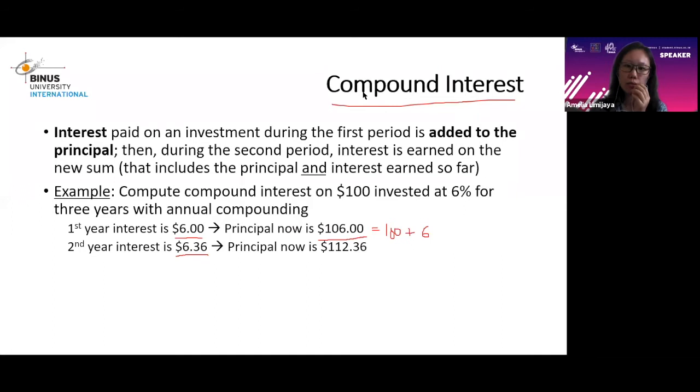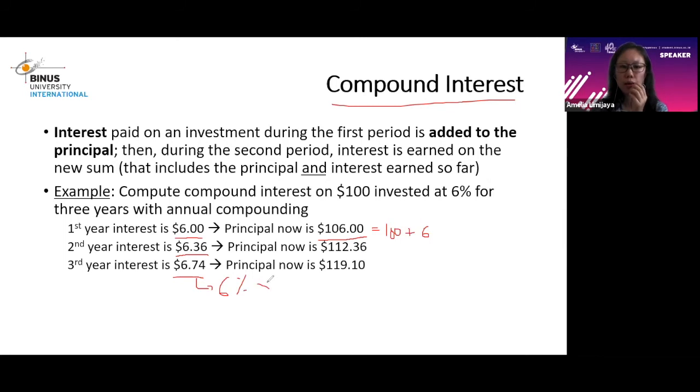The interest at the end of year three, you'll see, is 6.74, which you get by multiplying the rate 6% by the principal in year two, 112, and so on. And then you get 6.74. So at the end of year three, let's see how much interest we get. 19.1. You still remember in the simple interest, how much was the total interest?